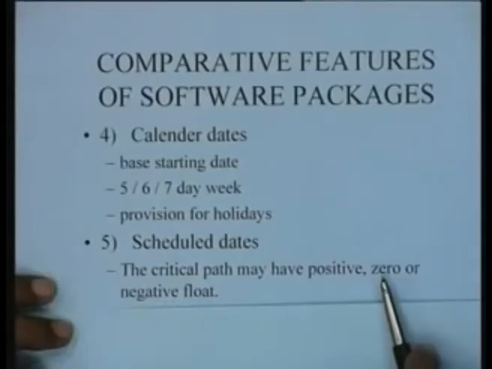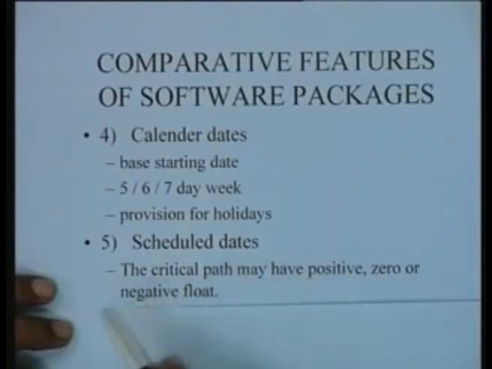The critical path now may have positive, 0 or negative floats. That is what it means. If you have a schedule date and you calculate the floats with reference to the schedule date, then, normally when we calculate, the critical path has a 0 float. If it has a positive float, it means that it is very easy to accommodate the project within the schedule date. If the critical path has a negative float, it shows that you are short, and you will have to do some crashing to accommodate the project within the schedule date.